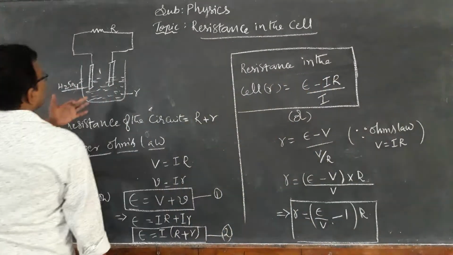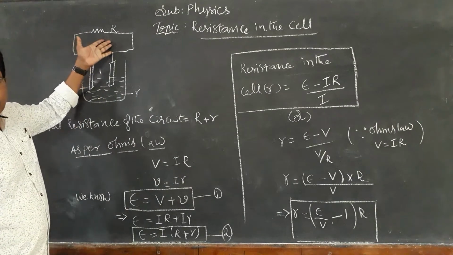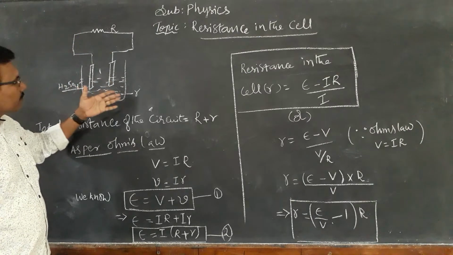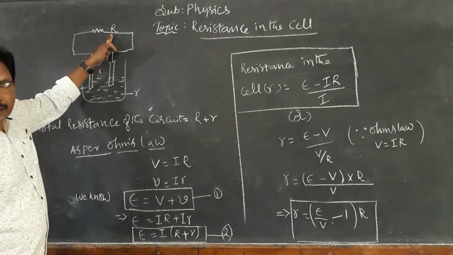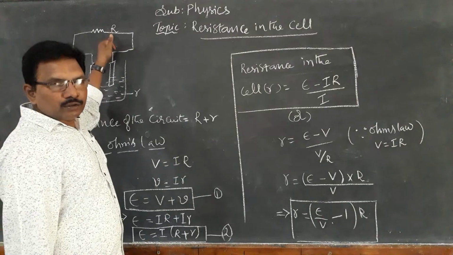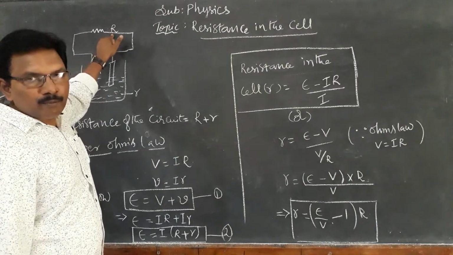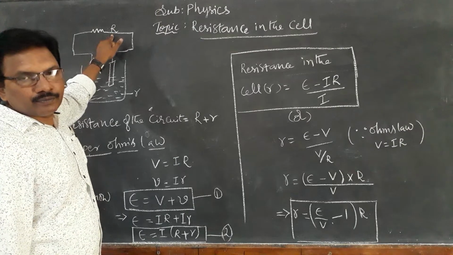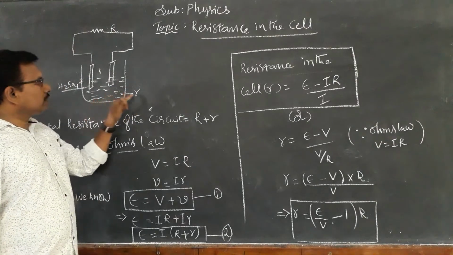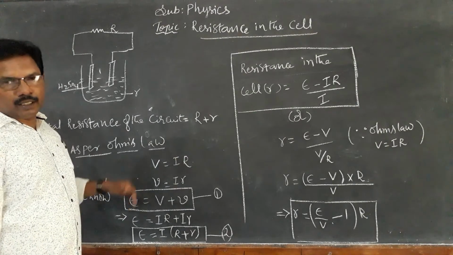See here, this is the structure of the cell. This is the outside circuit. This is the cell. The outside circuit which is connected to the cell has some resistance. And here, inside the cell, there is a resistance in the chemical.